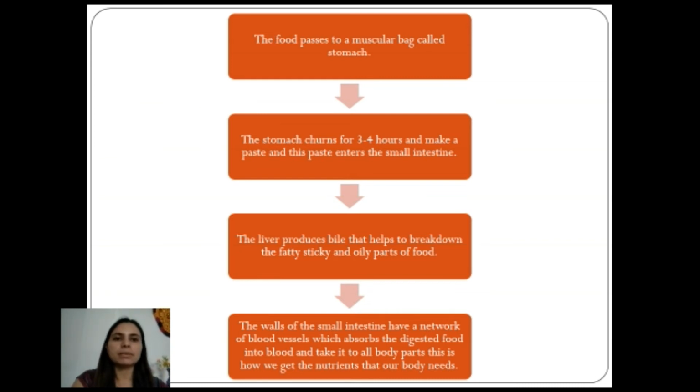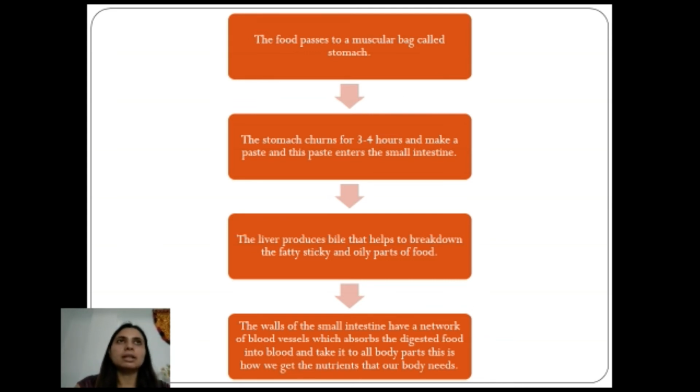The liver produces bile, a digestive juice that helps to break down the fatty acids and oily part of the food. The wall of the small intestine has a network of blood vessels which absorb the digested food into the blood and take it to all the body parts. This is how we get the nutrients that our body needs.